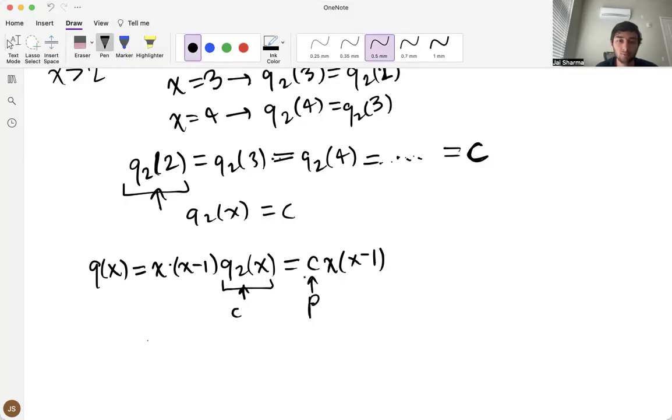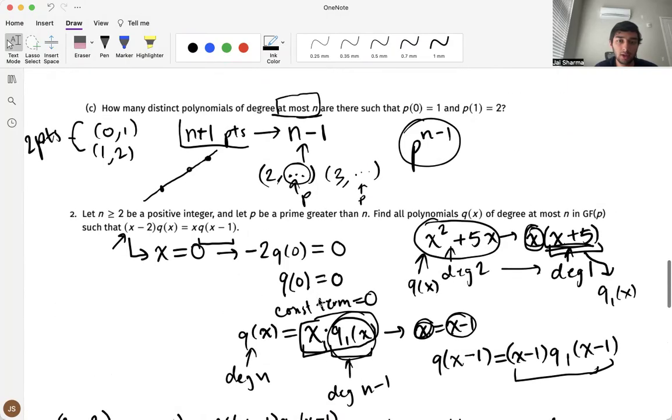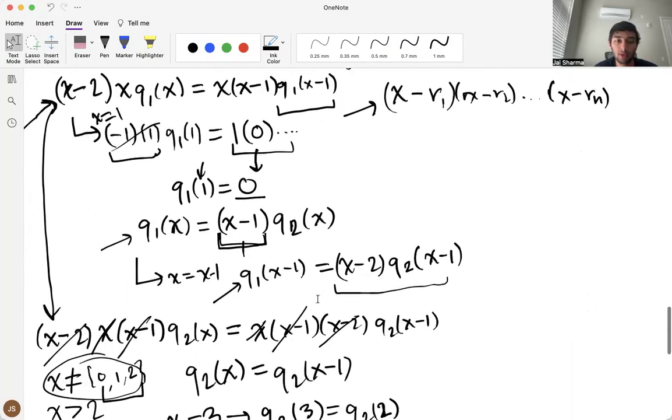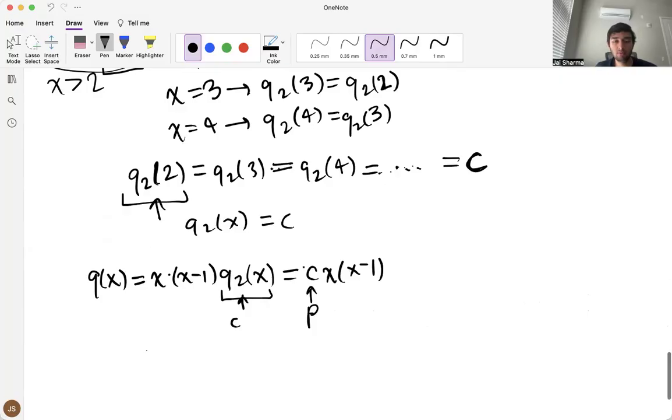Yeah. So what did it ask in the beginning? It asked to find all polynomials. Okay. So this is what any polynomial q of x would look like. That's your answer, where c is something that is 0, 1, 2, all the way to p minus 1.